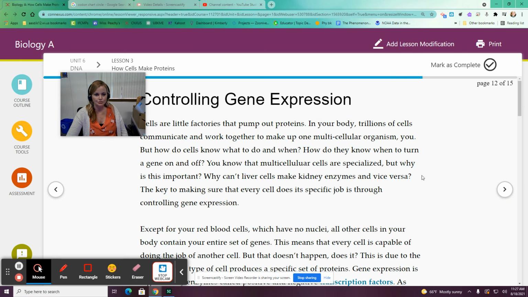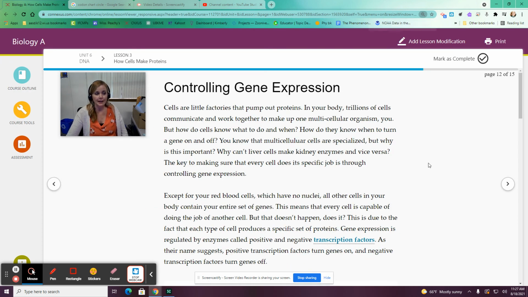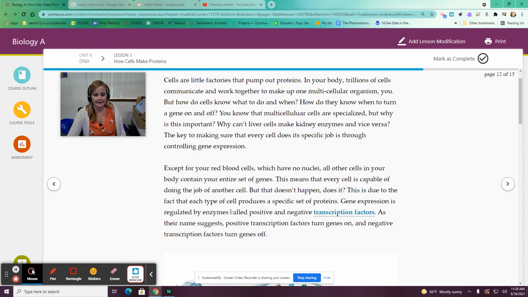And then finally, we get to controlling gene expression, which is the last section. We actually did have a whole lesson on types of ways in which gene expression is controlled earlier as well. So this is just a reminder that one way in which gene expression is controlled is through something called a transcription factor. And transcription factors are enzymes, and they can be both positive and negative. Positive transcription factors will turn genes on, and negative transcription factors turn genes off. So transcription, remember, is where the DNA is actually changed into messenger RNA, right? So if that process never actually happens, then none of that protein is actually translated later at all.